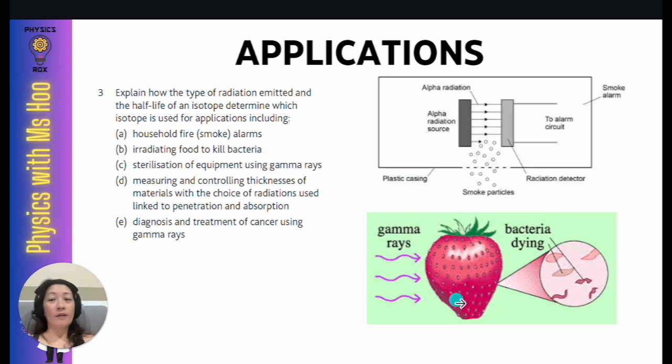You also need to know that radioactive radiation, specifically gamma radiation, is used to irradiate food to kill bacteria, allowing the food to last for longer because it would reduce the amount of bacteria that exists inside the food that could cause the food to spoil. So the food can last longer, which means it can be exported to other countries and stay on the shelves for a longer period of time.